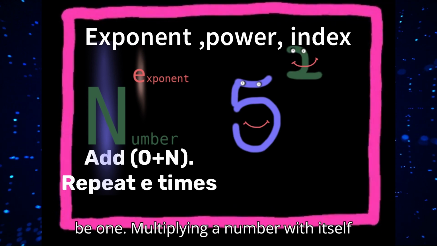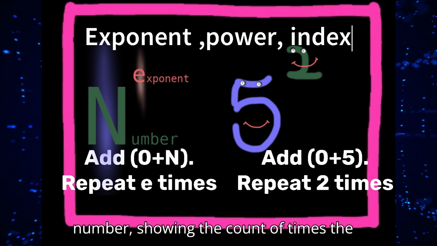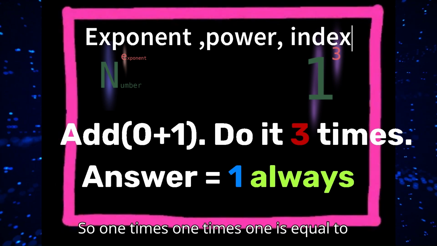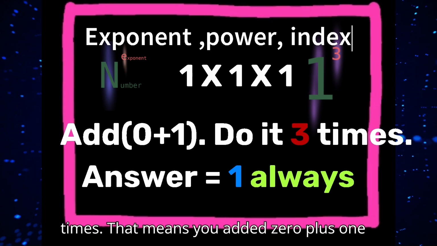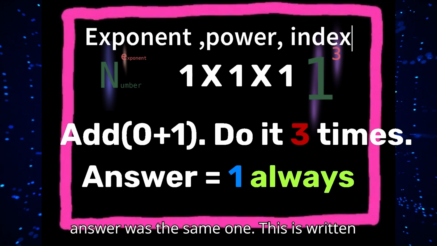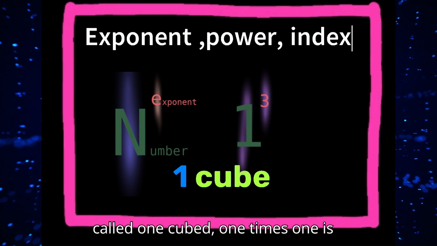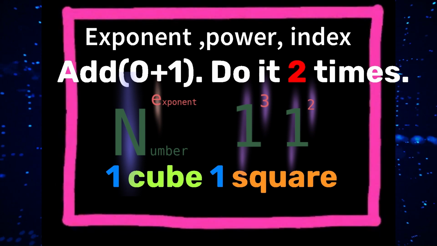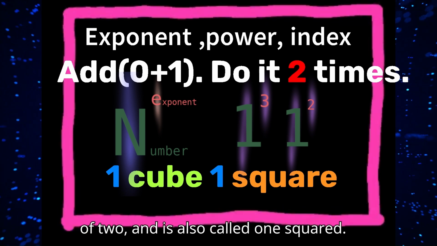Multiplying a number with itself is represented as the number and a smaller number on the top right of the number, showing the count of times the number has been multiplied by itself. So 1 times 1 times 1 is equal to the number 1 multiplied by itself 3 times. That means you added 0 plus 1 and did it 3 times. And every time the answer was the same, one. This is written as 1 raised to the power of 3, also called 1 cubed. 1 times 1 is 0 plus 1, multiplied by itself 2 times, written as 1 raised to the power of 2, and is also called 1 squared.